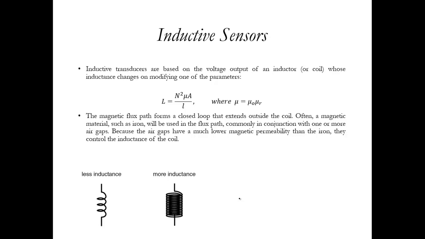So obviously air has less permeability, so in general without a core, air could be there, but as we change the type of material that is used in the core, for example we use iron or any other ferromagnetic substance, we would see an increase in the inductance of the coil.